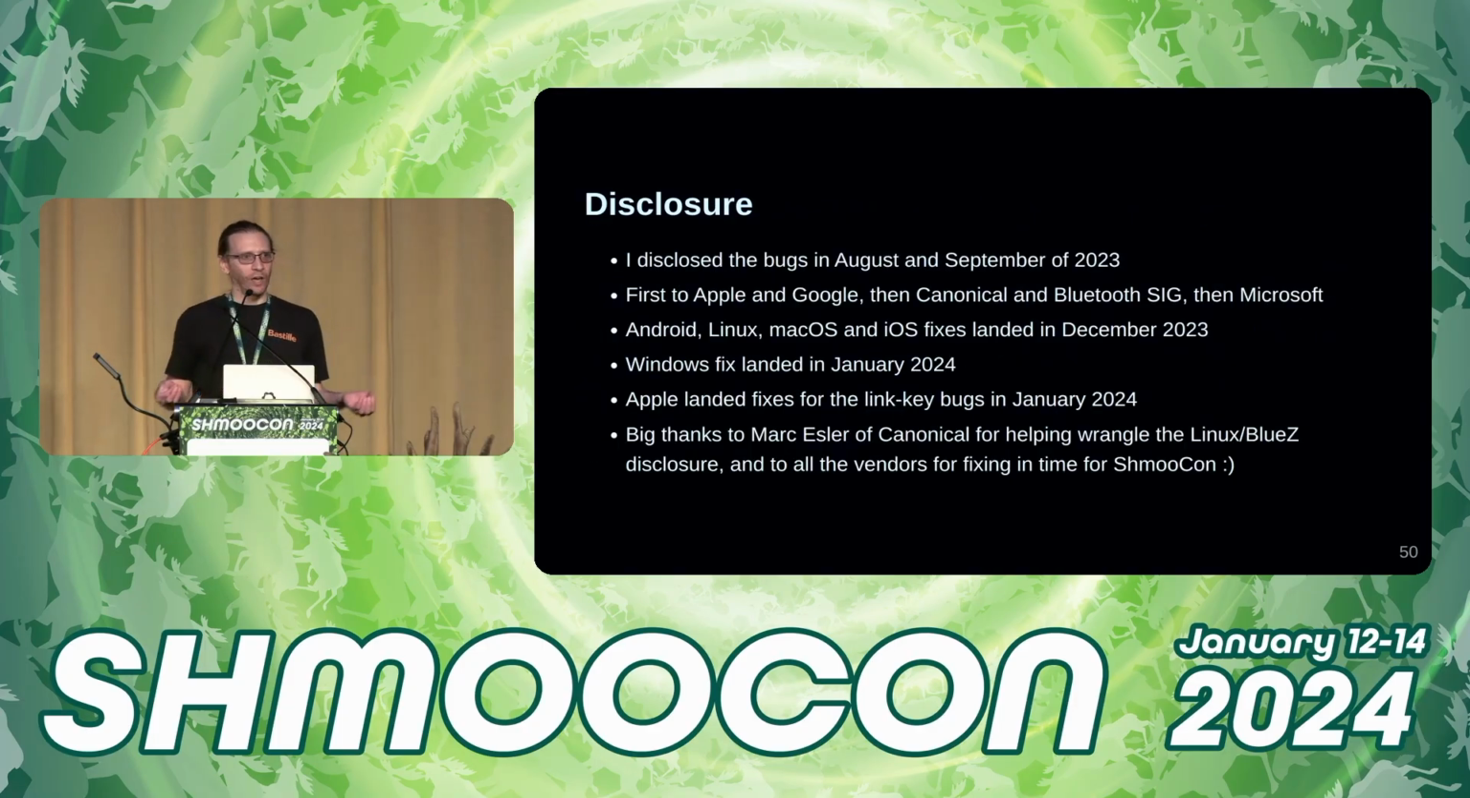And so I disclosed these bugs between August and September of 2023. The bulk of them were in the start of August. The Windows disclosure came at the very end of September. I want to thank Microsoft for getting a patch out in time for ShmooCon, because I just had the feeling that with POC code coming out today that any OSs I had not disclosed in would be quickly found by the community. The Android, Linux, iOS, and macOS patches landed in December.